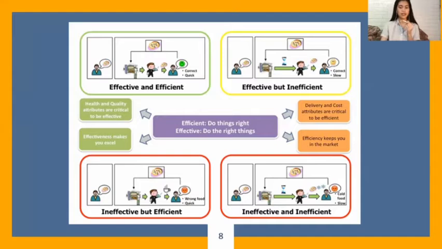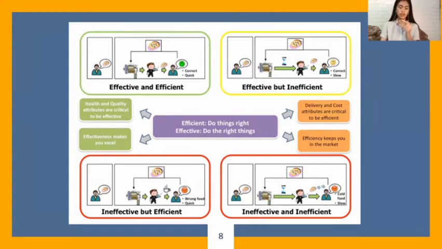First, efficiency is doing the things right, whereas effective is doing the right things. Health and quality attributes are critical to be effective, and effectiveness makes us excel, while delivery and cost attributes are critical to be efficient, and efficiency keeps you in the market.